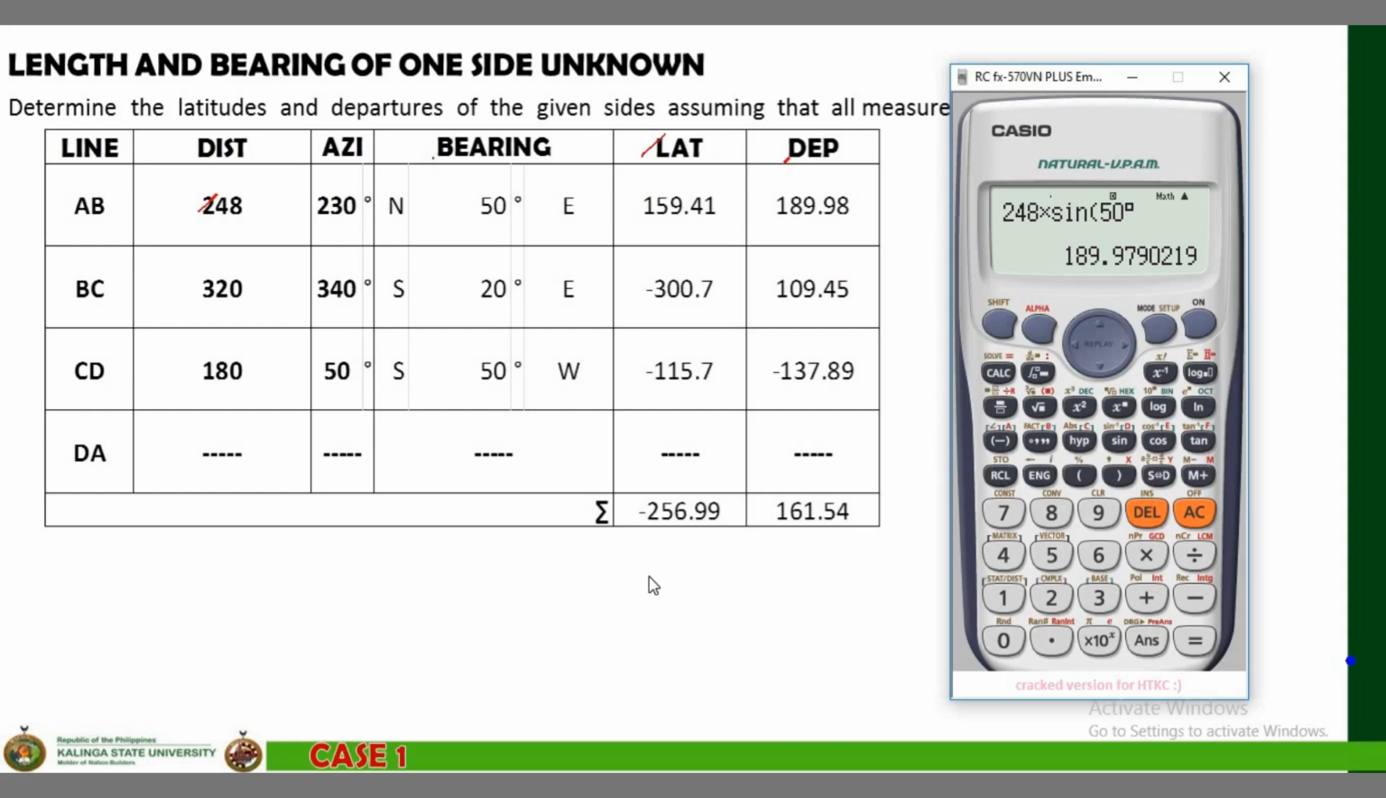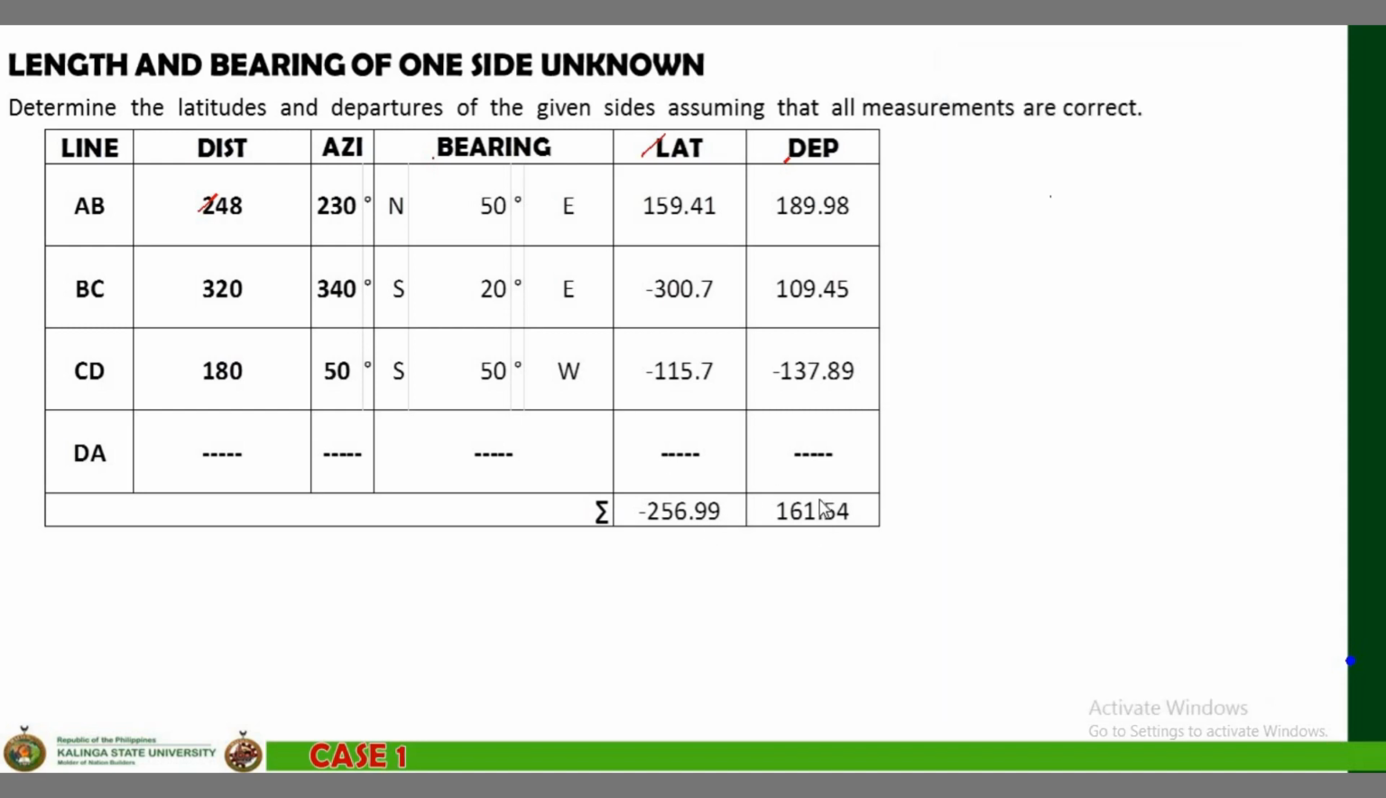Okay, so after na nakuha natin yung ating departure, kunin natin ulit yung sum ng ating departure. That is 189.98 plus 109.45 minus 137.89. That is equal to 161.54.